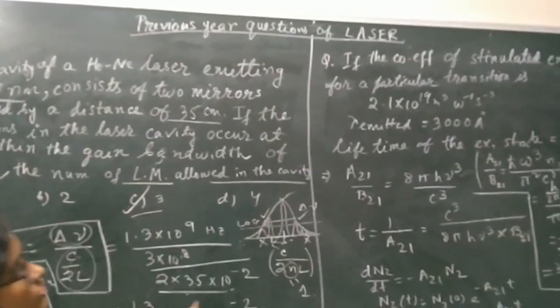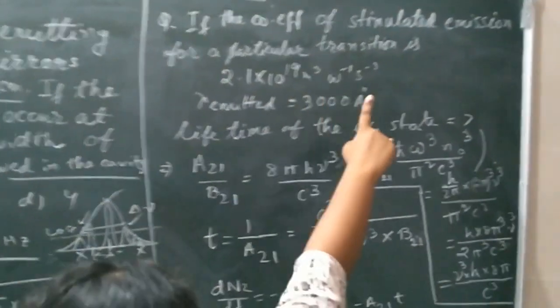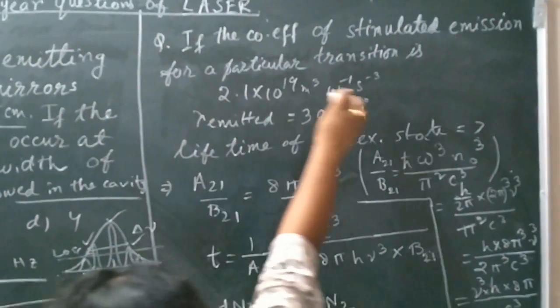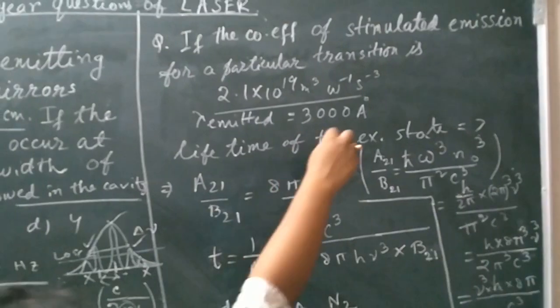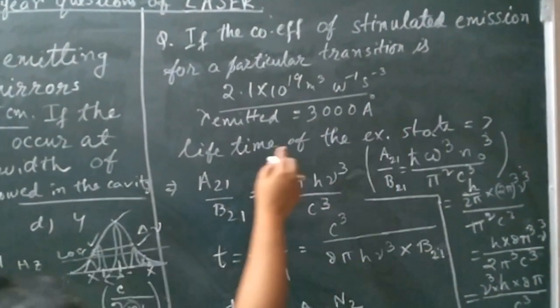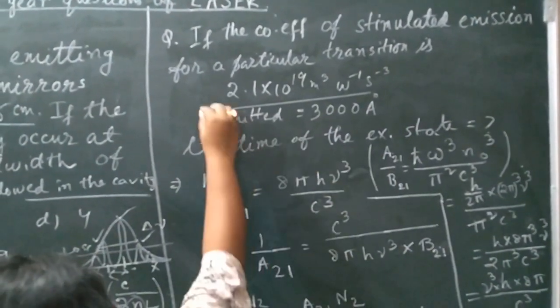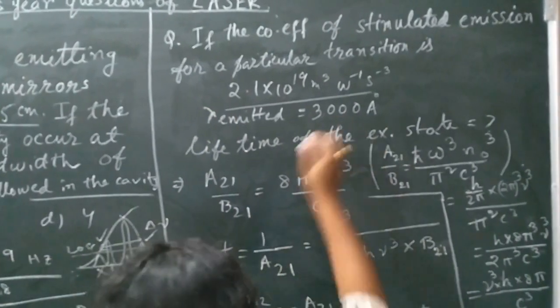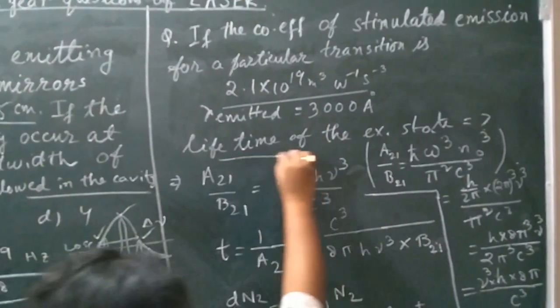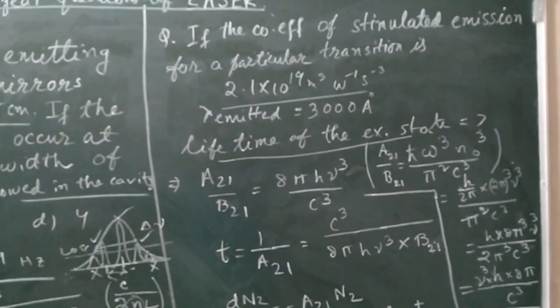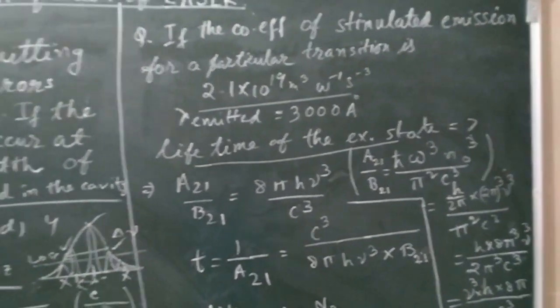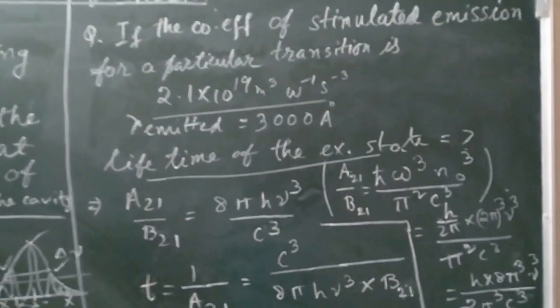Okay, next question: if the coefficient of stimulated emission for a particular transition is 2.1 into 10 to the power 19 meter cube inverse second to the power minus 3, and the wavelength emitted is 3000 angstrom, what is the lifetime of the excited state? The coefficient for stimulated emission is given.